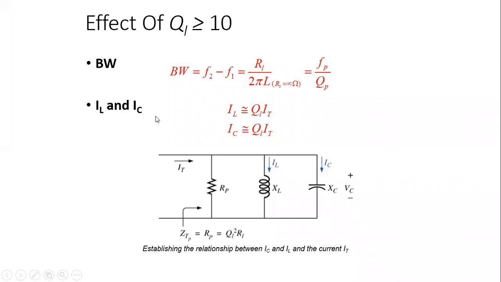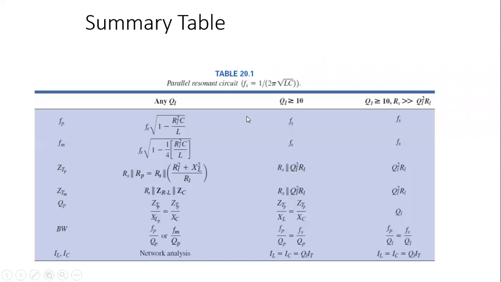Also, the current flowing through the inductor and the current flowing through the capacitor, with the help of the quality factor, we can find this. So this is the summary table for the parallel circuitry, and this is the resonance frequency 1 by 2 pi root of LC for the series circuitry. In the other case, what is the difference between these cases?